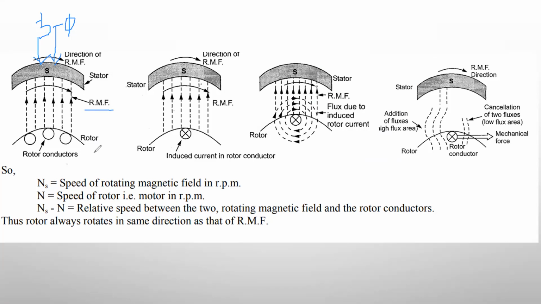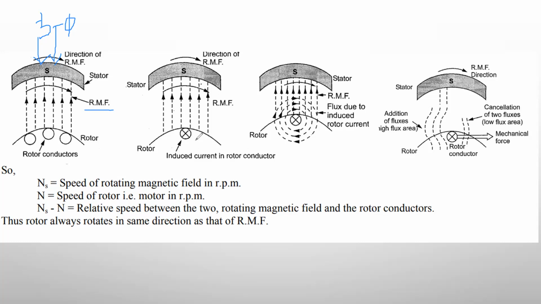The rotor has strong copper or aluminum bars with end rings as conductors. So this conductor is placed in the magnetic field. When it is placed in the magnetic field, a flux is produced, and that flux induces a current in the rotor conductor. See, there is an induced current in the rotor conductor.